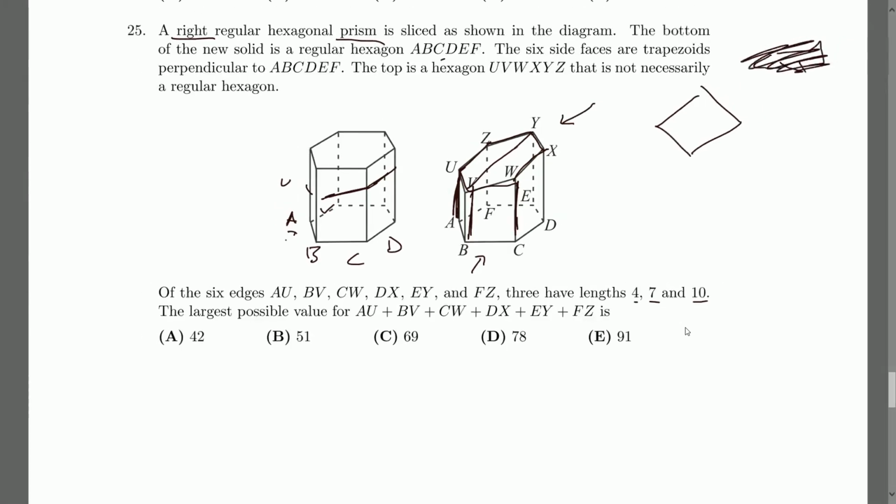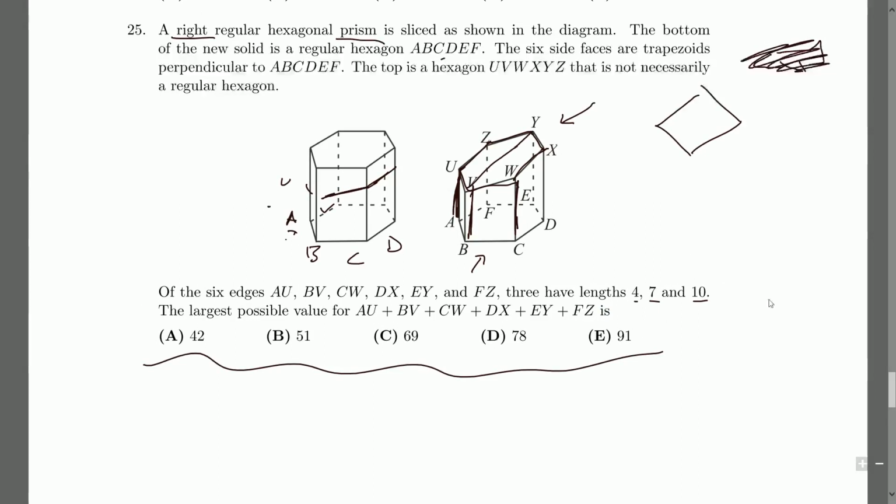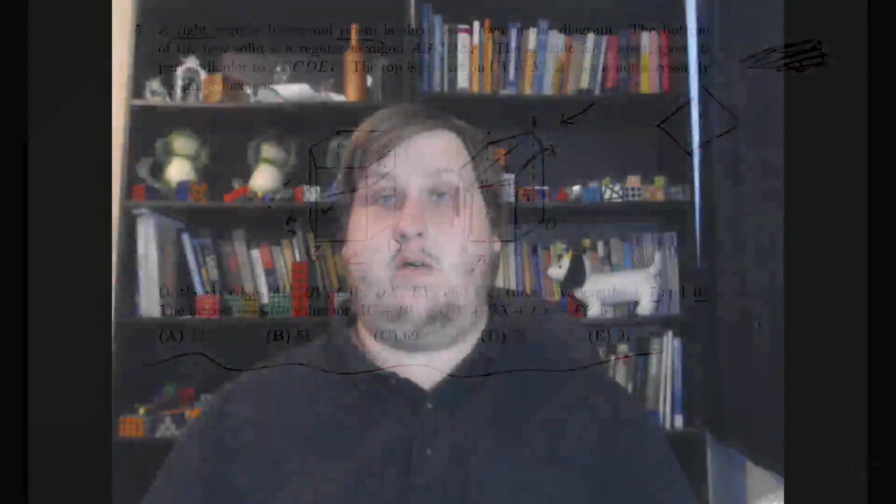The largest possible value for the sum of these lengths is. And then we have a range of fun little possibilities. Okay. I'm not entirely sure how to get the scroll bar to go away. I don't know what I did. Doesn't really matter. Oh, okay, so it's a 3-dimensional geometry problem.